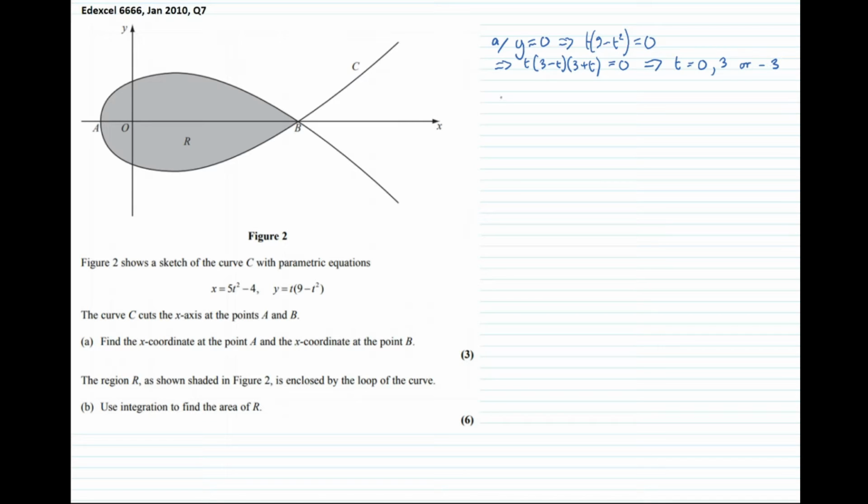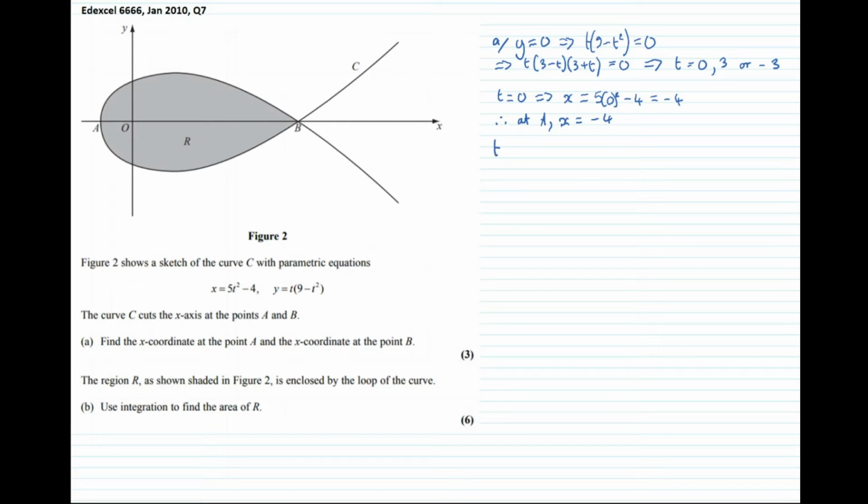So when t equals 0, this means that the x-coordinate is 5 lots of 0 squared minus 4, which equals minus 4. So the x-coordinate when t equals 0 is minus 4. We can see that that must be the point A, because A is the only point of A and B with a negative x value. Therefore, at A, x equals minus 4.